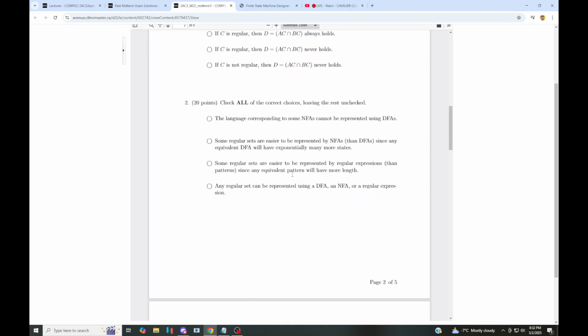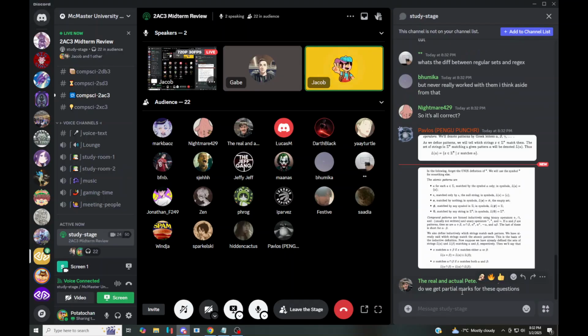Which means this is probably false. Yeah, this has to be false, right? If we're saying any regular expression is a pattern, then if you can represent something with a regular expression, you can represent it with the same pattern. So this seems false, if I'm understanding the idea correctly. I think patterns are kind of just like regular expressions, but you get some more symbols.